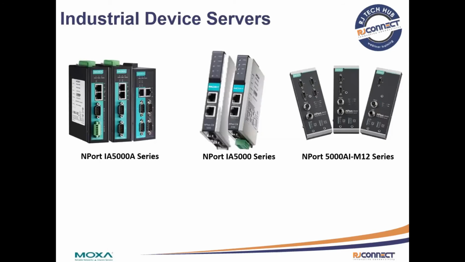Let's have a look at the industrial device server. It offers enhanced surge protection and has certifications for hazardous locations, including rolling stock and wayside. In addition, all the devices are designed to ensure reliable serial to Ethernet connectivity when operating in harsh environments, such as oil and gas and power automation. Starting with the NPORT IA5000A series, it can have 1, 2, or up to 4 serial ports, depending on your industrial automation needs.